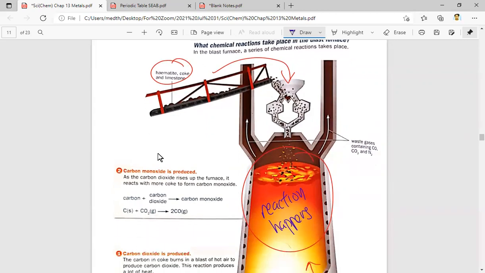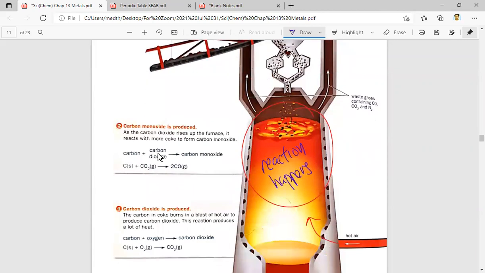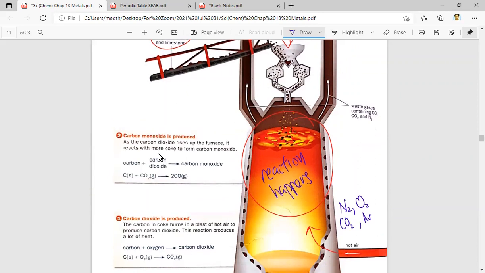Now, do take note, hot air actually consists of nitrogen, oxygen, carbon dioxide, and argon. Argon is a noble gas, but it's such a small percentage, let's exclude it. Of the gases that go in, the reaction here only uses O2 and CO2. Nitrogen is released out because it's not involved in the reaction. So you can see the waste gas released is N2.